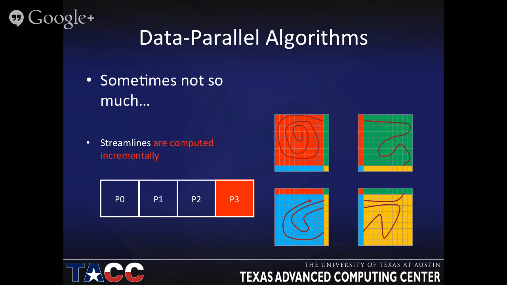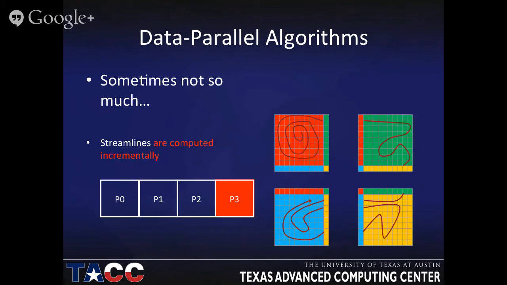Now I say that with a couple of caveats. One is I could have seeded this whole data set with a whole bunch of streamlines, and I could compute each one of those streamlines in parallel. They'd all be trading off the streamlines they're currently working on as these particles go from partition to partition. And you could get a great deal of parallelism there, and that's a good thing.